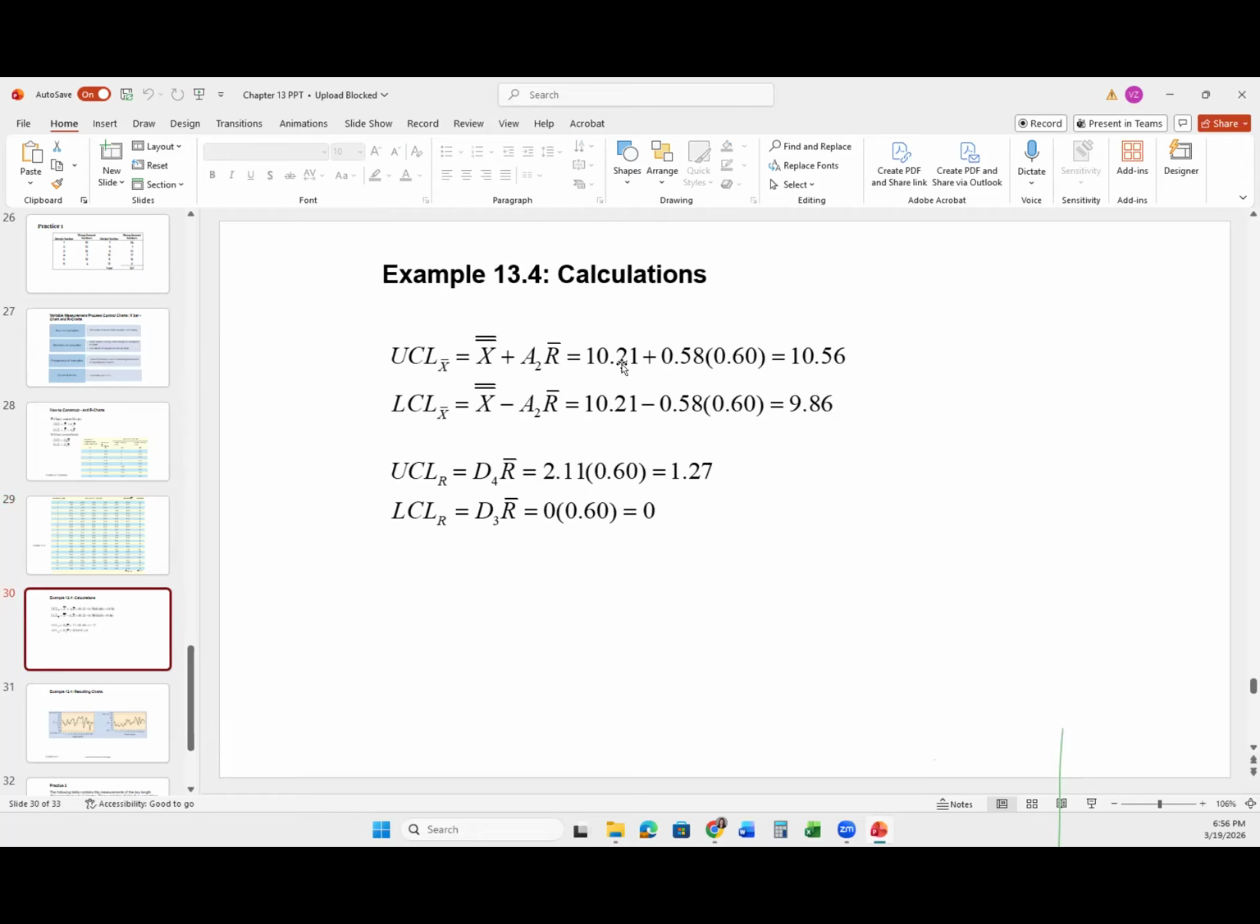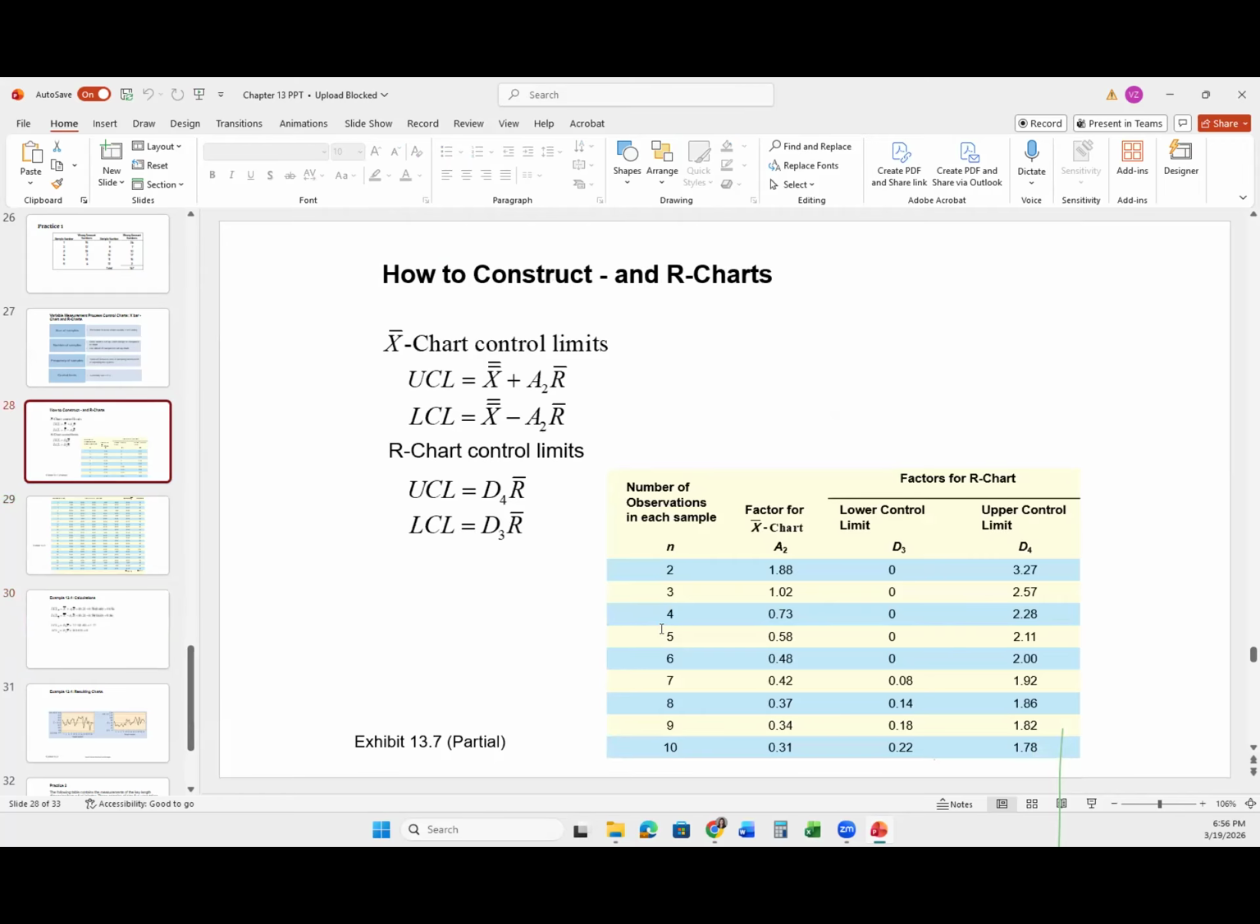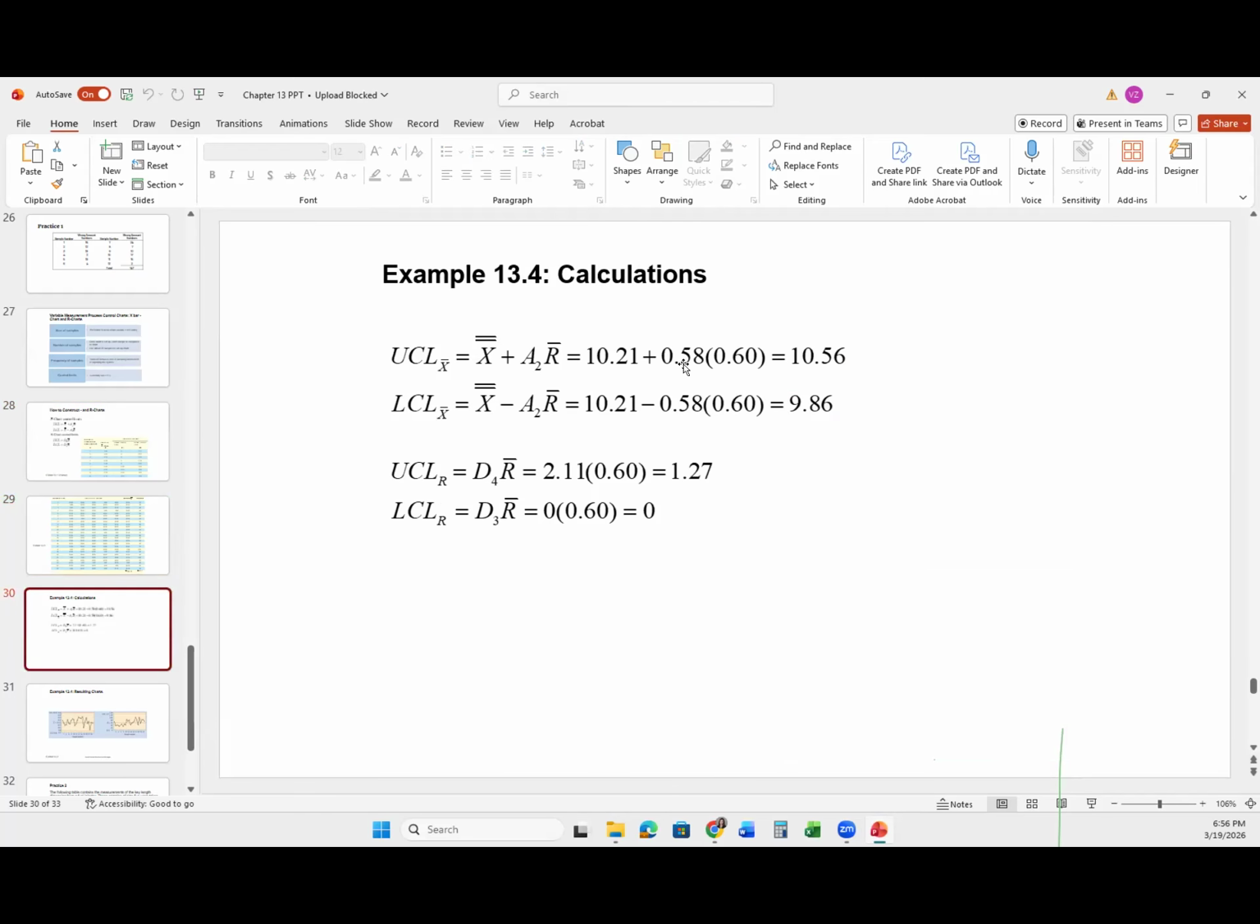So this is 10.21 plus A2. We go back to this table. The sample size is 5, so A2 equals 0.58. So 0.58 times R bar, which we found in the last step, we got 0.60. So we got the upper limit and the lower limit.